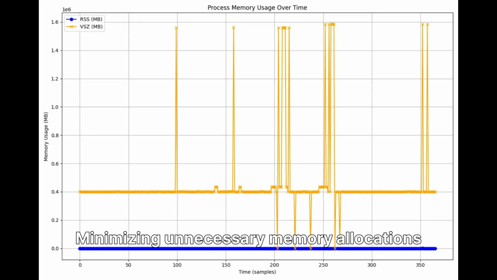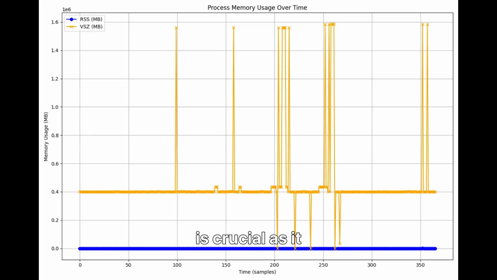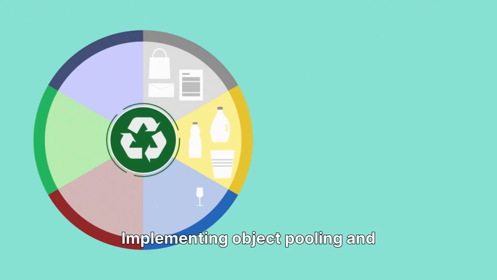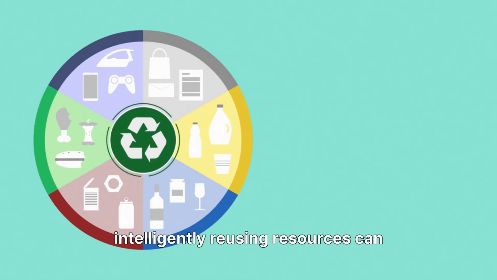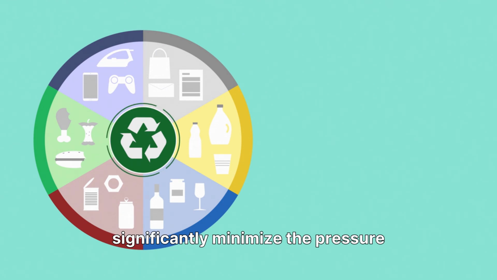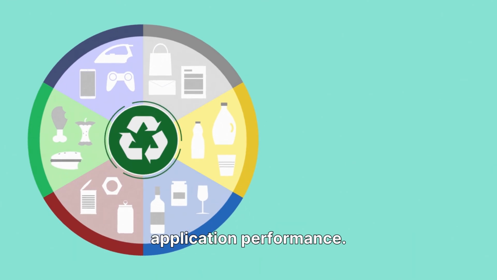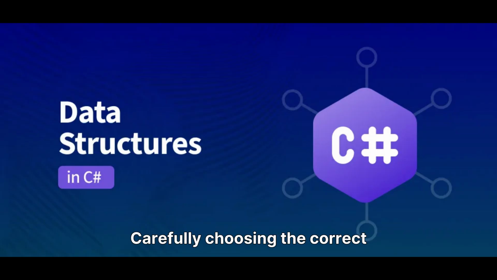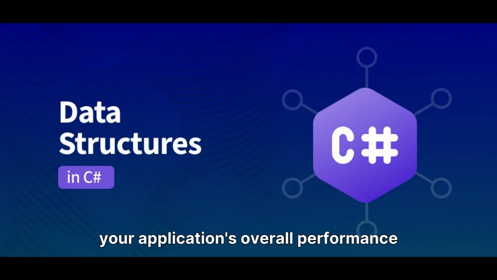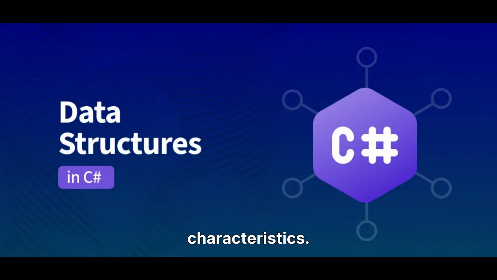Minimizing unnecessary memory allocations is crucial as it directly reduces memory fragmentation and significantly lowers the overhead associated with garbage collection cycles. Implementing object pooling and intelligently reusing resources can significantly minimize the pressure placed on the garbage collector, leading to smoother application performance. Carefully choosing the correct and most appropriate data structure for a given task can have a profoundly significant impact on your application's overall performance characteristics.